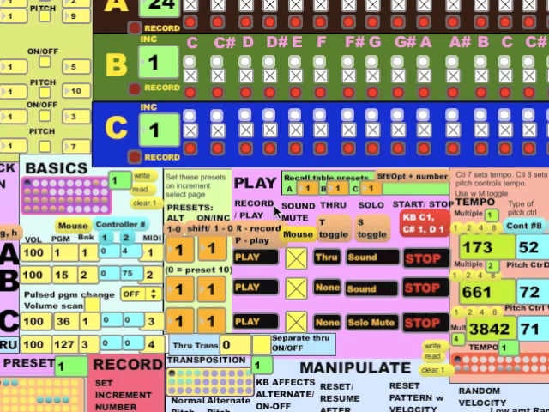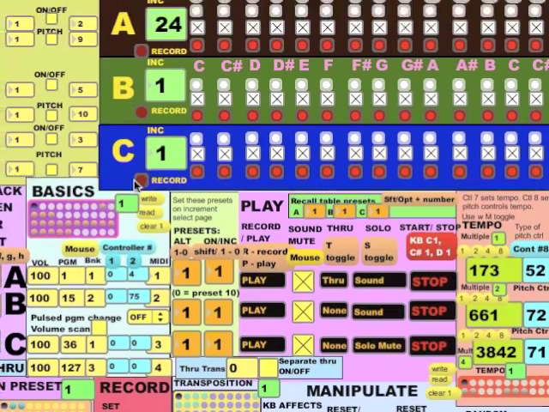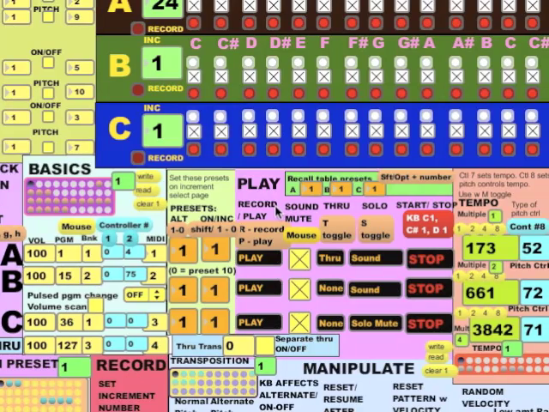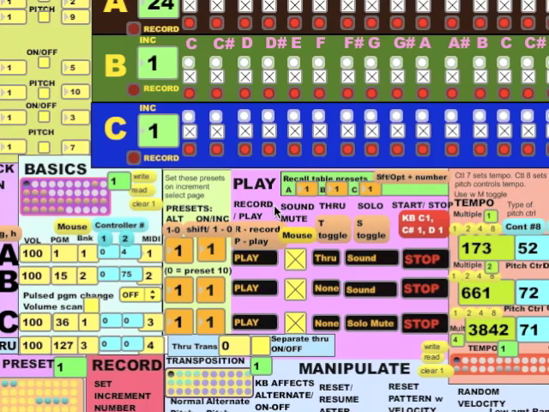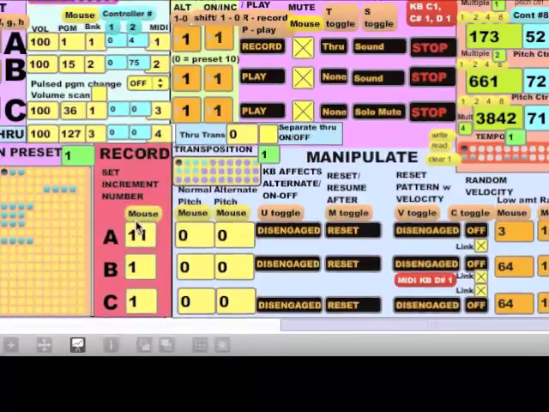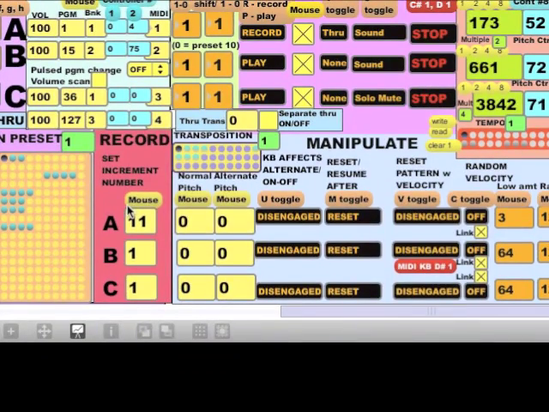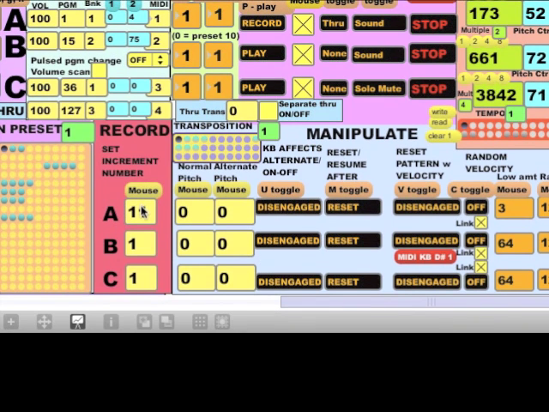This is along the lines of what often is called step recording. Looking at the play section, I first place it into record mode by pressing the letter R on the Mac keyboard. Going to the red record section in the lower left, I first set the increment number I wish to start recording on. Let's set it to 1.